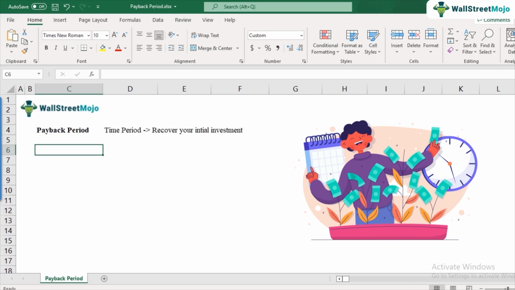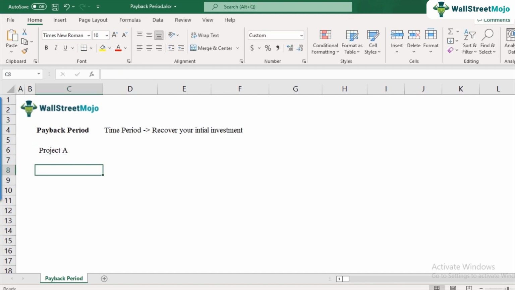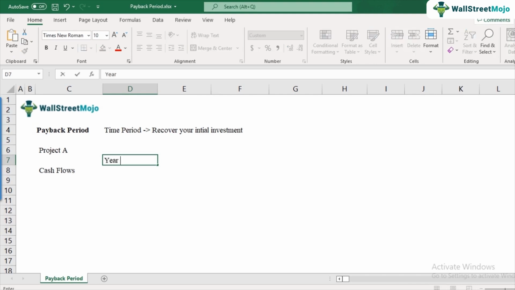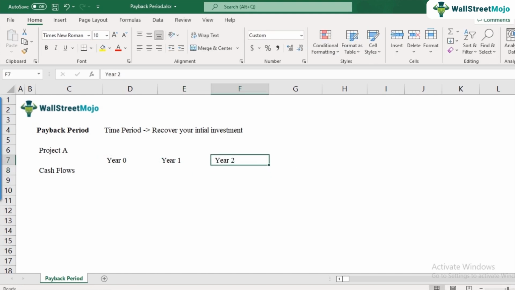Let's understand this whole concept with the help of a simple example. Let's say you have project A, and this project A has certain cash flows. So when you talk about a project, there will be year 0 where you are expected to make initial investments. Then year 1, year 2, year 3, year 4 onwards, you will get cash inflows, right? So I'll just put those year 0, year 1, so on and so forth in the form of a table. So year 2, year 3, and year 4.